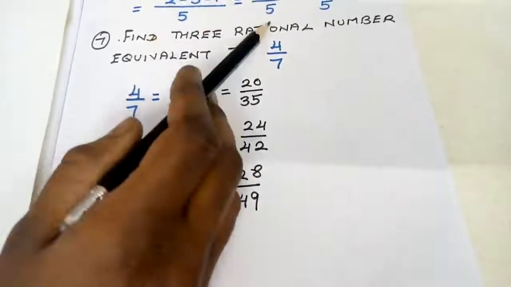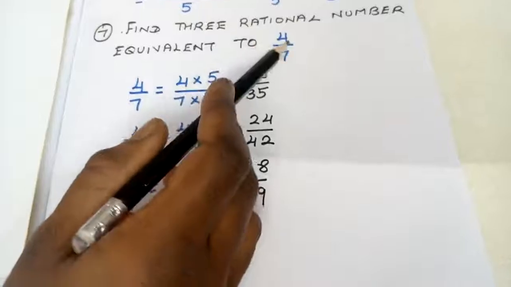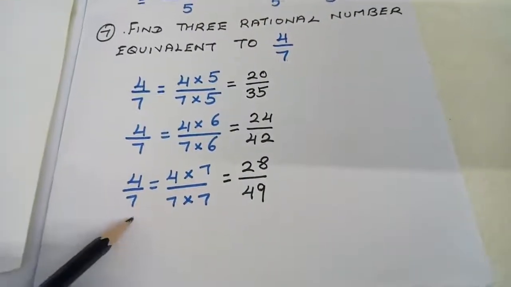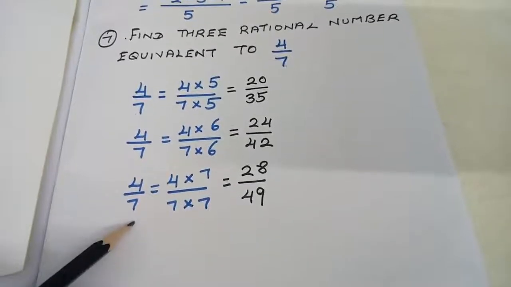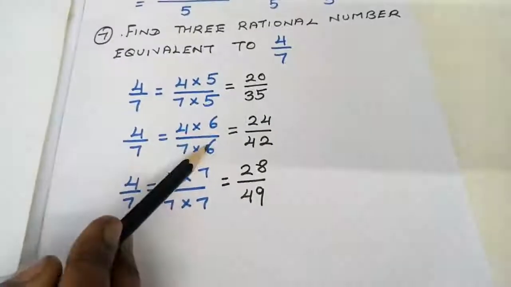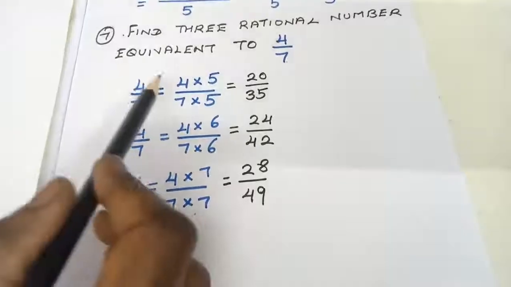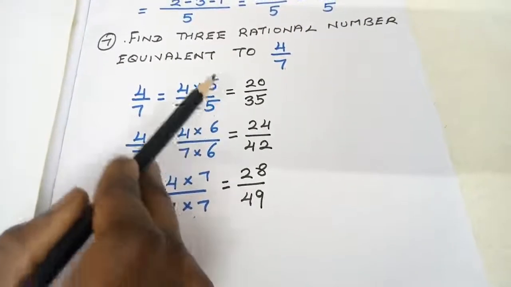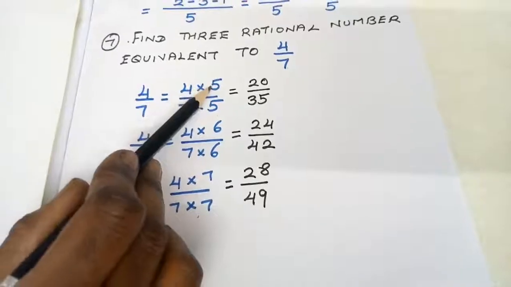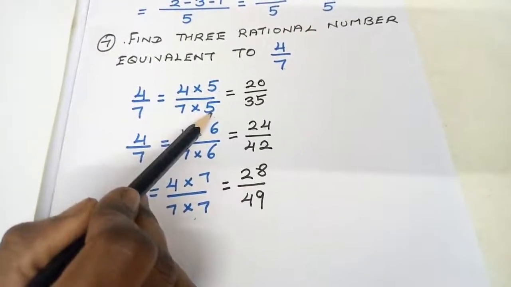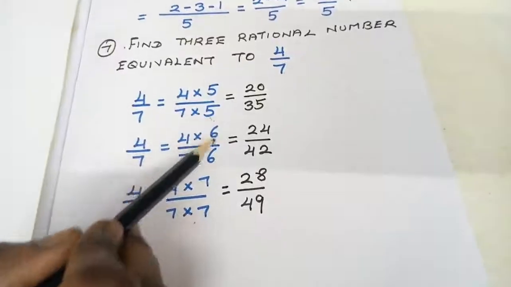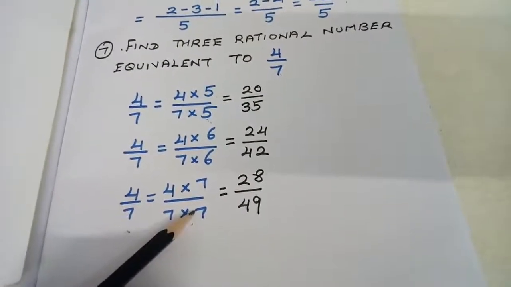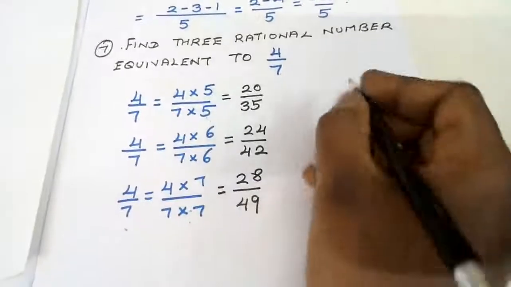Find 3 rational numbers equivalent to 4 by 7. I am writing 4 by 7 three times. You can take any table as you wish. I am just taking the 5 table, 6 table and 7 table. You are going to multiply the numerator as well as the denominator. If you take the number 5, in both places, numerator and denominator, you multiply with the same number: 5 by 5, 6 by 6, 7 by 7. Not only this, you can take any 3 rational numbers. If you want, you can take like this.